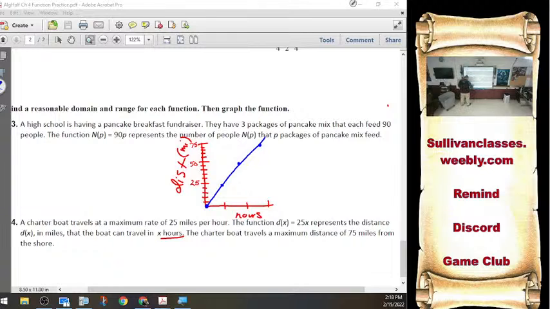So domain is your x's. And it was everything from 0 to 3. How do I say everything in there? Not just 1, 2, 3. How do I say everything from 0, 0.19, 0.925, 1 1/4, 2.99, 3? How do I say all of that in mathese?